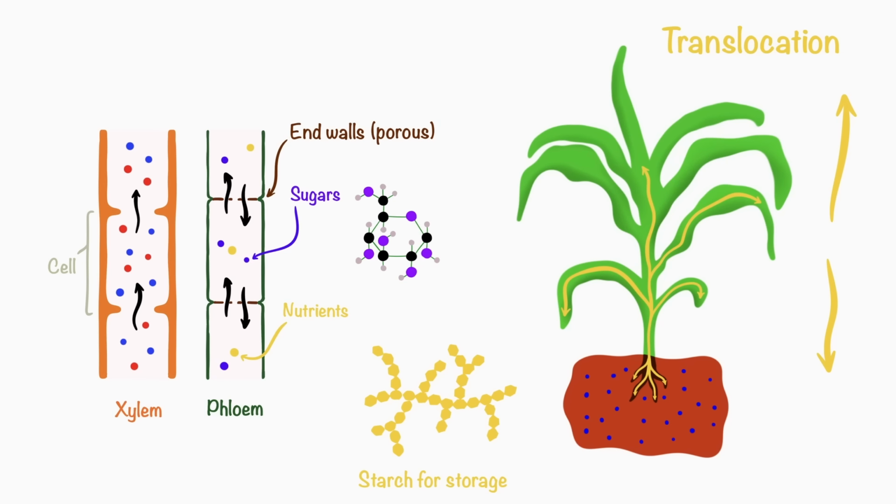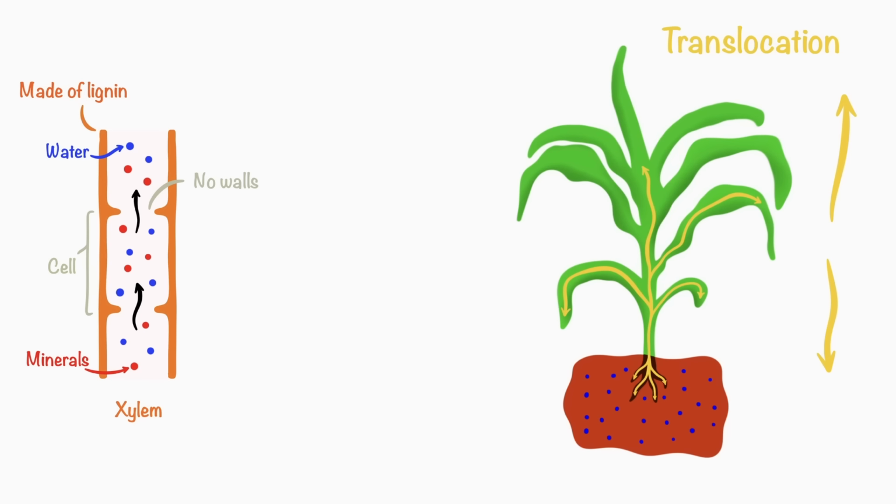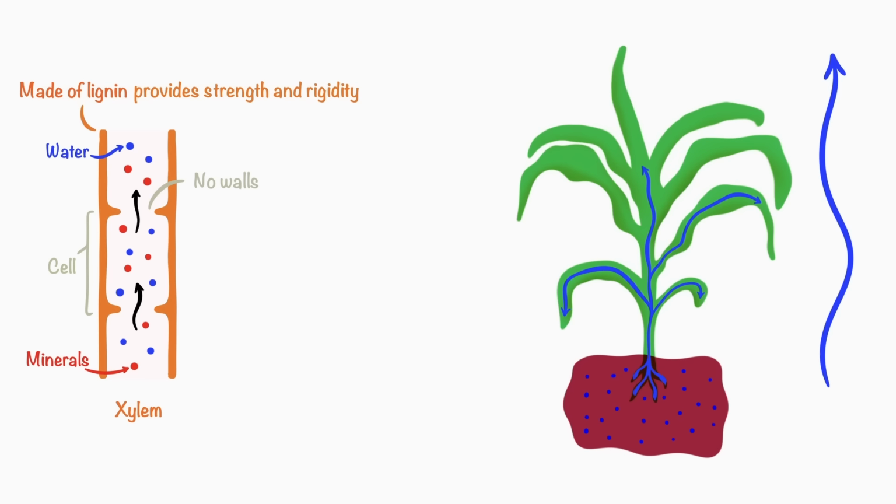Now let's examine xylem tubes, which are responsible for water transport. Unlike phloem, xylem is composed of non-living cells connected together without separating walls, creating what's essentially a continuous pipeline. These xylem vessels are reinforced with a substance called lignin that provides strength and rigidity to maintain their structure. Xylem transports water containing dissolved minerals from the roots upward to the stems and leaves. This continuous flow of water from roots to leaves is known as the transpiration stream.